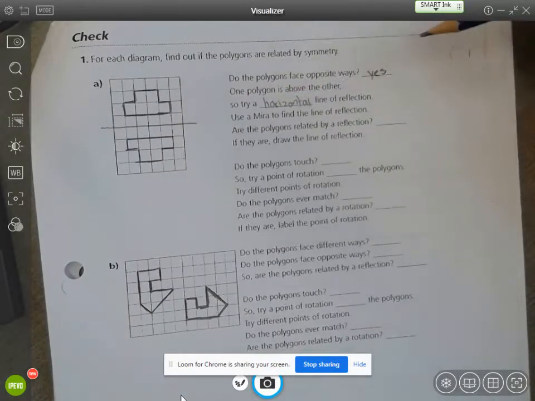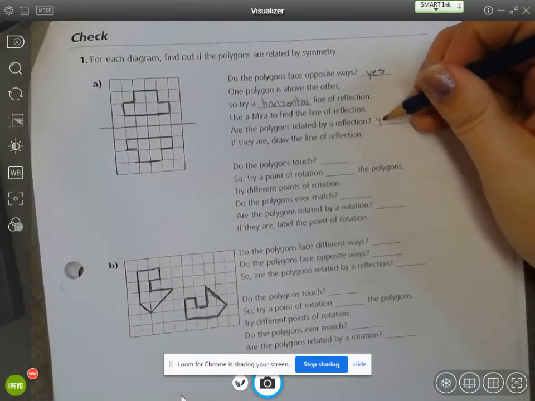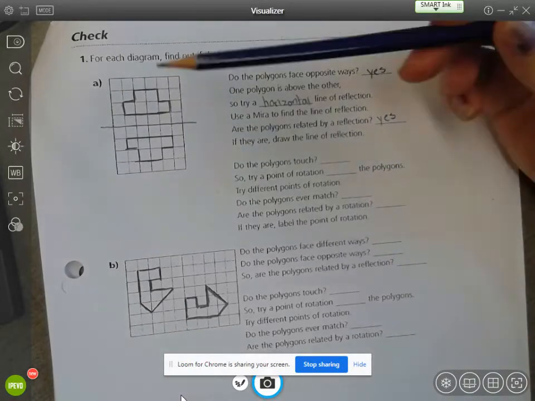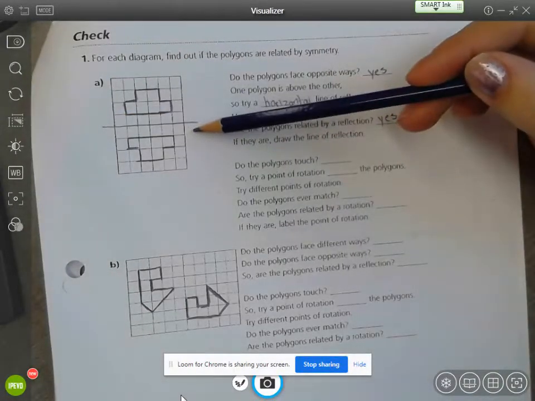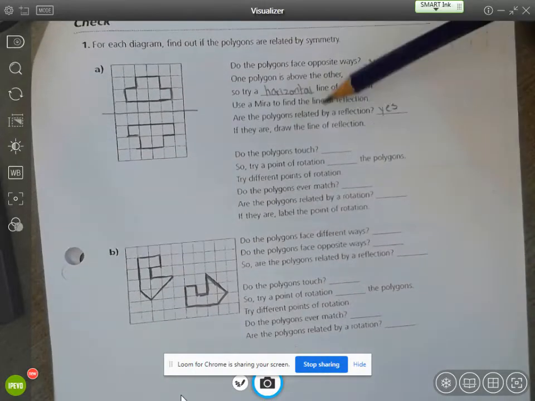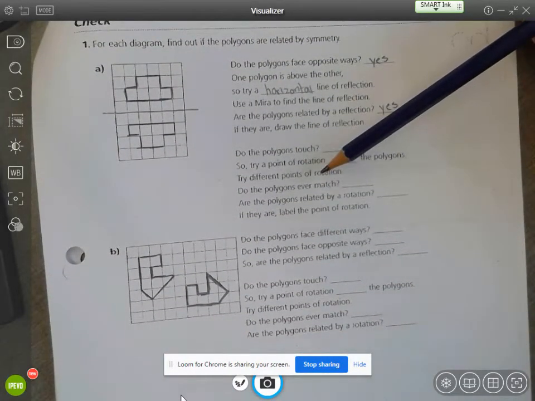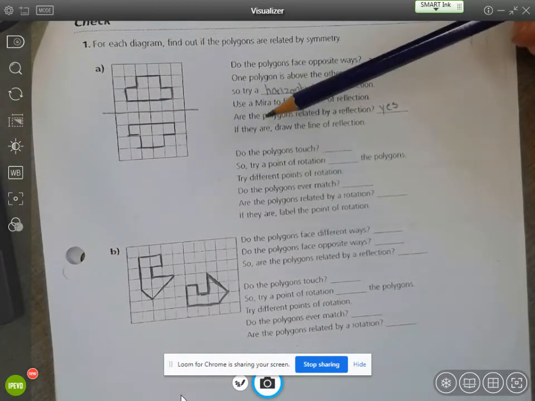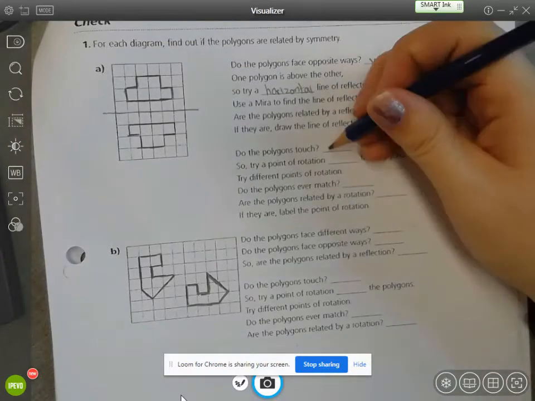So are the polygons related by a reflection? Yes, they are. If they are, draw the line. That is the line that they would be flipped over. Second part is to see if they are related by rotational symmetry. So are the polygons touching each other? No.